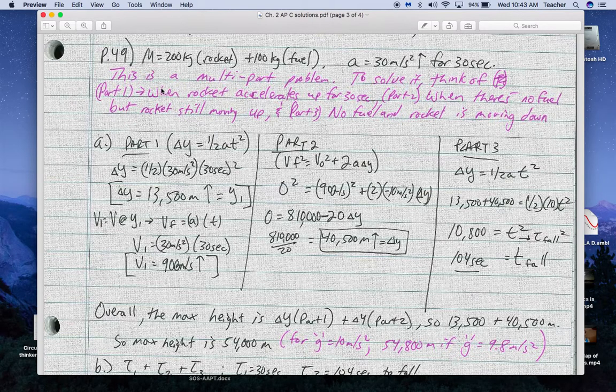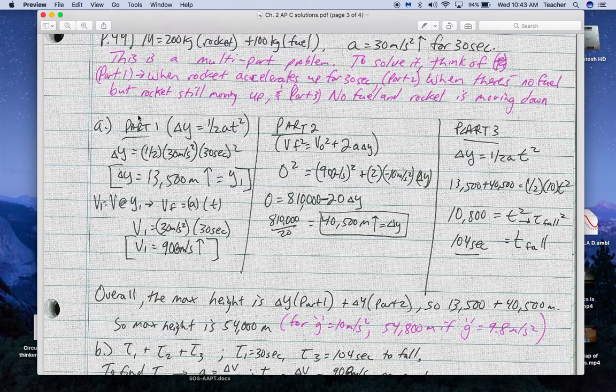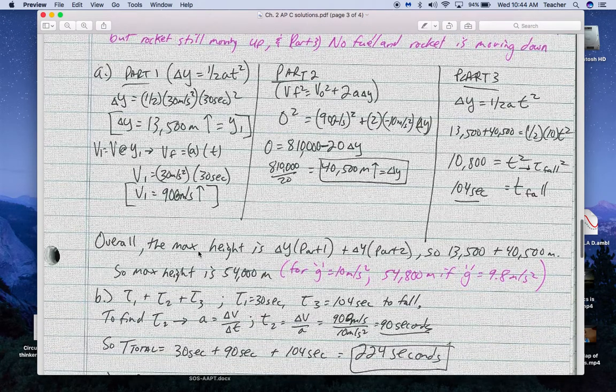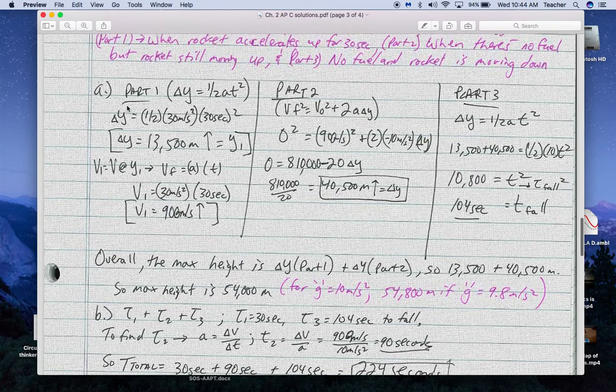So I split this into 3 parts. Part 1 when it's accelerating upward, Part 2 when it's accelerating downward but still moving upward, and Part 3 where the rocket's accelerating downward due to gravity. So the first question really was asking you to figure out the maximum height. So to do that, I ended up thinking about Part 1 using this equation, and I got my change in elevation as 13,500 meters if the rocket was accelerating for 30 seconds. I also figured out the final velocity, which was 900 meters per second.